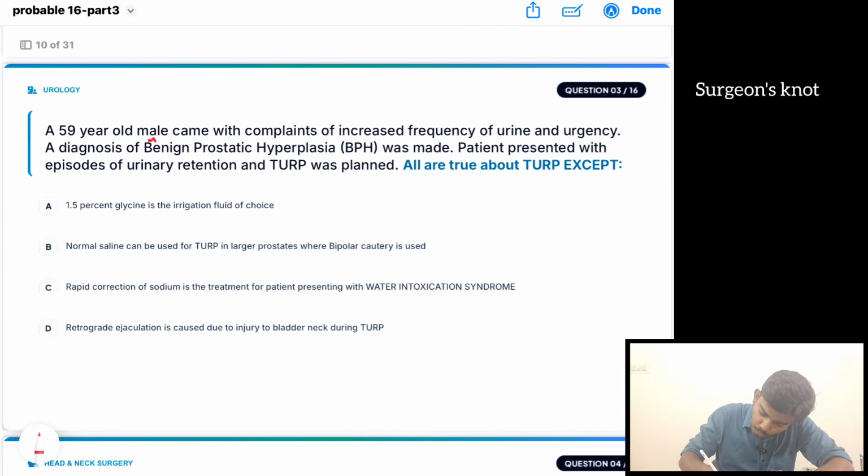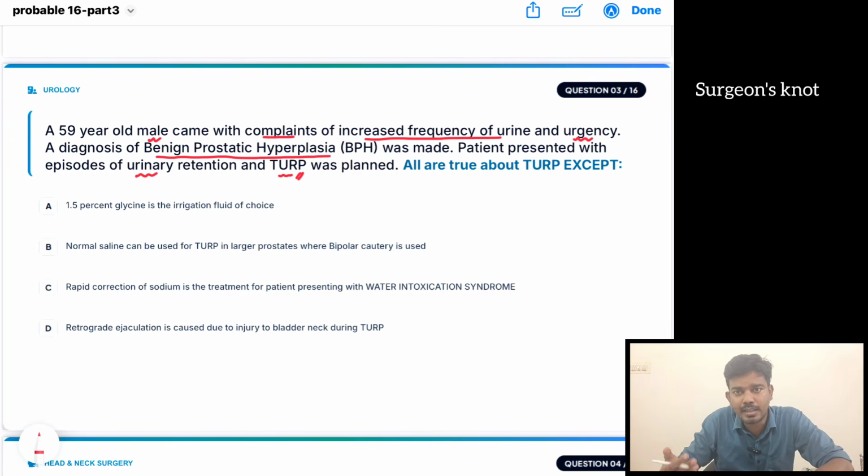A 59-year-old male came with the complaints of increased frequency of urine and urgency. A diagnosis of benign prostatic hyperplasia was made. The patient presented with episodes of urinary retention and a TURP was planned. Urinary retention irukku, either acute or chronic. If it is more than 250 ml collection, we have to go for a surgical procedure. Okay, surgical procedure, TURP is done. What is this TURP? Transurethral resection of prostate.